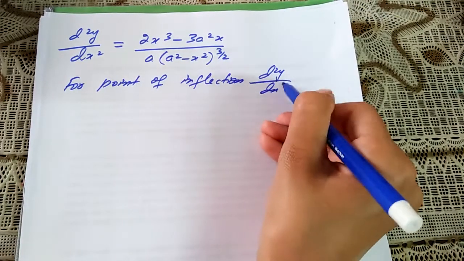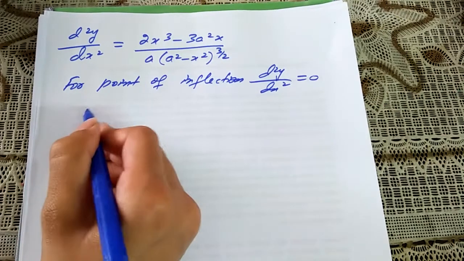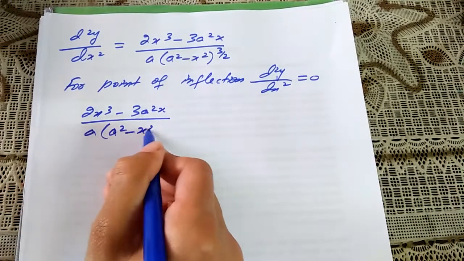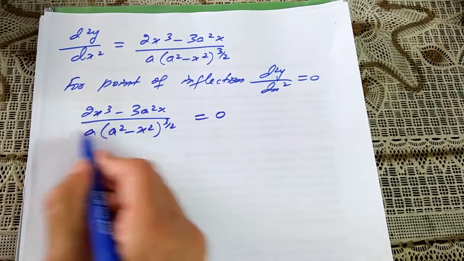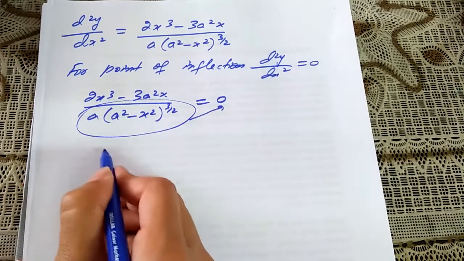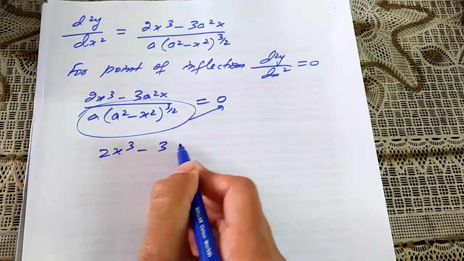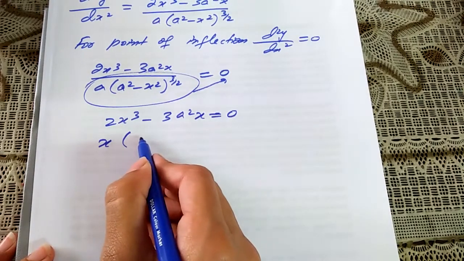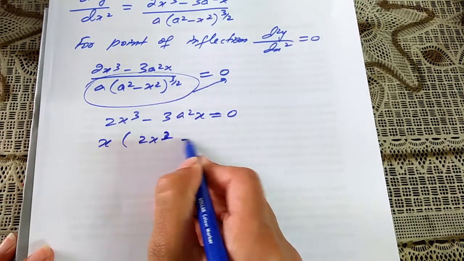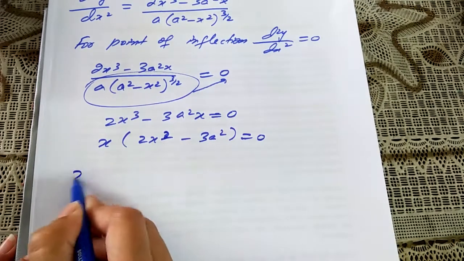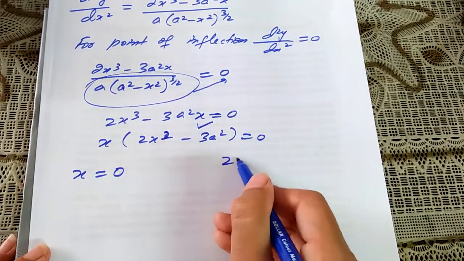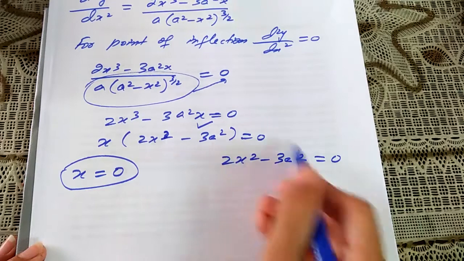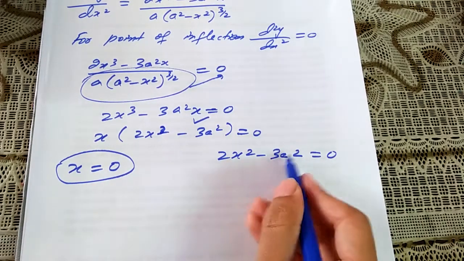d2y by dx square will be equal to 0. This means that 2x cube minus 3a square x over a times a square minus x square raised to power 3 by 2 will be equal to 0. Now this whole denominator will go here and it will become 0. So we'll get 2x cube minus 3a square x is equal to 0. Now x can be taken outside common. We will get here x times 2x square minus 3a square is equal to 0. This means x is equal to 0 or this bracket is equal to 0. So one point is x is equal to 0, and from the other point we cannot conclude the value of x out of it.